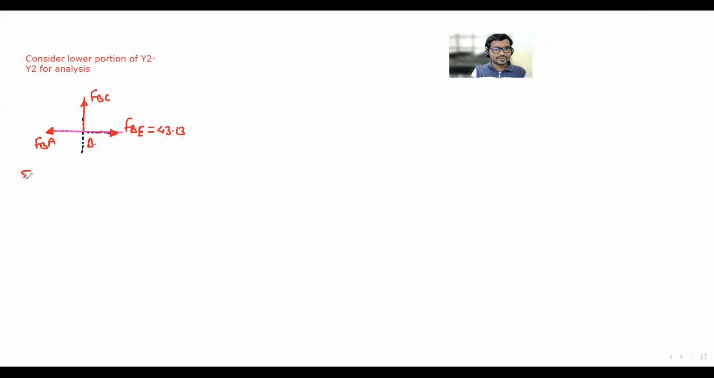Summation FY is equal to 0. Who will be there in the summation FY? FBC.